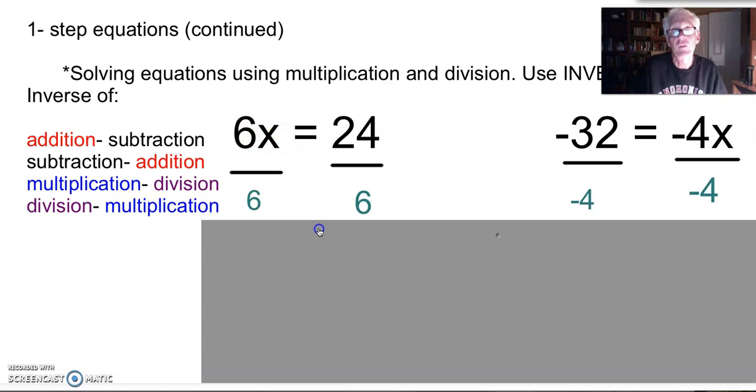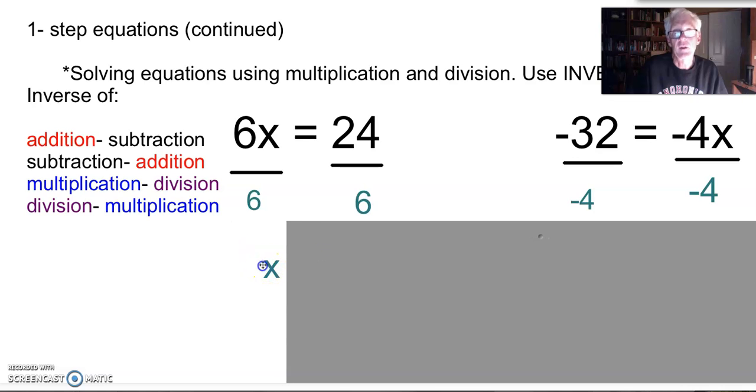I'll write it as a fraction. That's how we write division now. We use the fraction: 6x divided by 6 and 24 divided by 6. When you have 6x divided by 6, that does become x. If you need help with why this works, that's another lesson and chapter we can talk about.